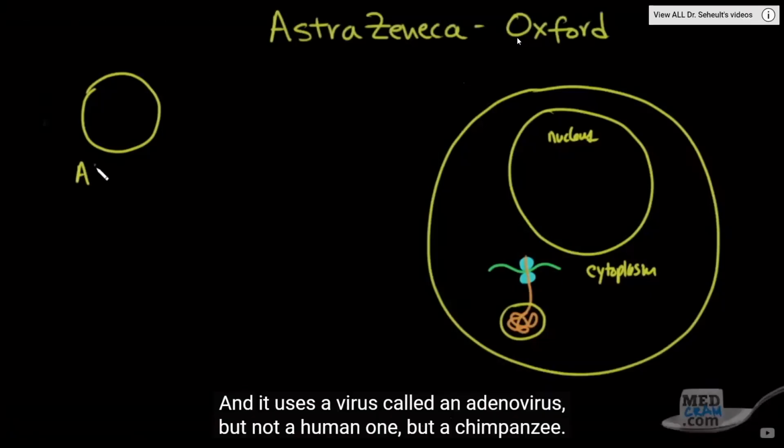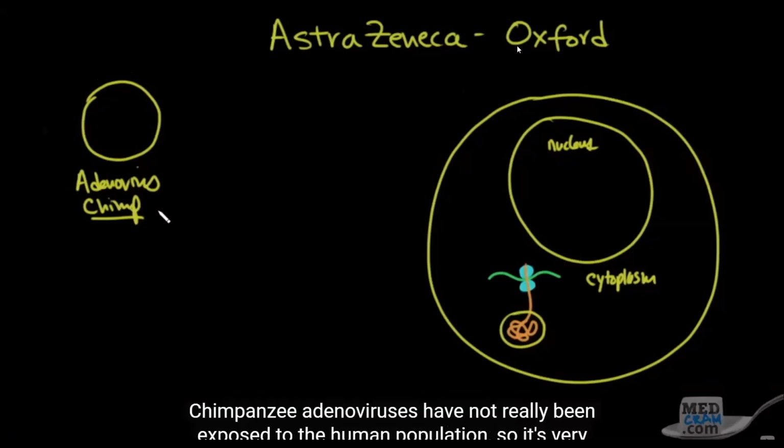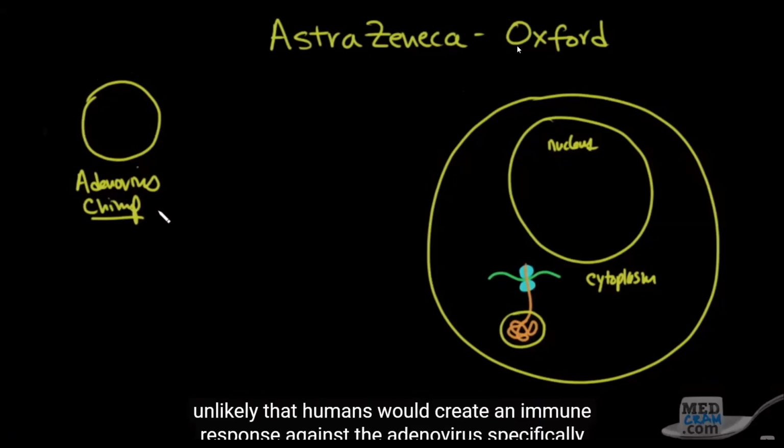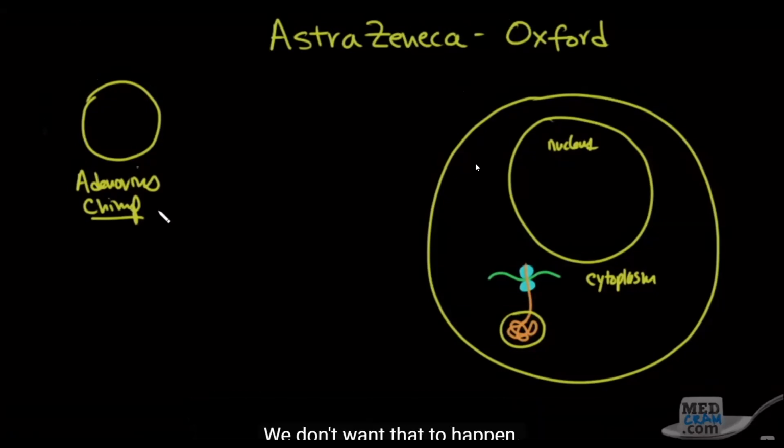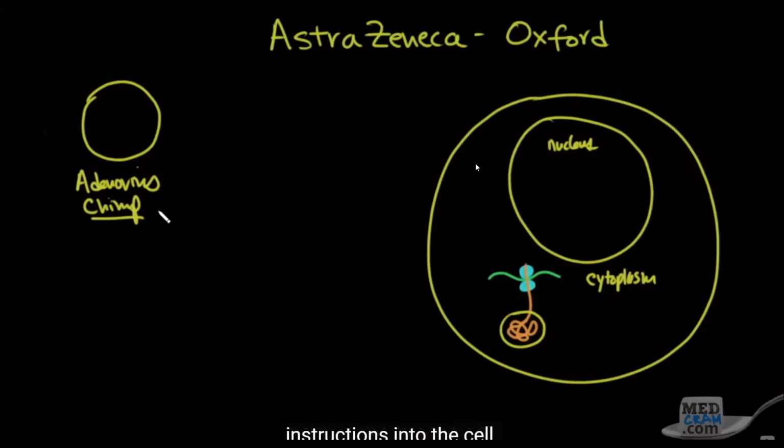but not a human one, but a chimpanzee. Now, why would it do that? Chimpanzee adenoviruses have not really been exposed to the human population, and so it's very unlikely that humans would create an immune response against the adenovirus specifically itself. We don't want that to happen, because if that happens, then the vaccine is not going to be effective at getting its instructions into the cell.